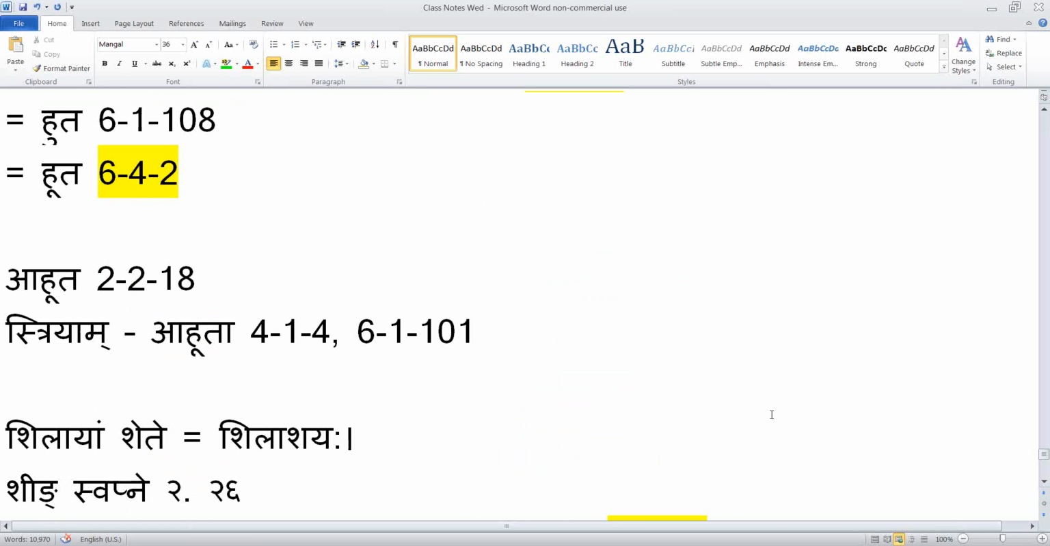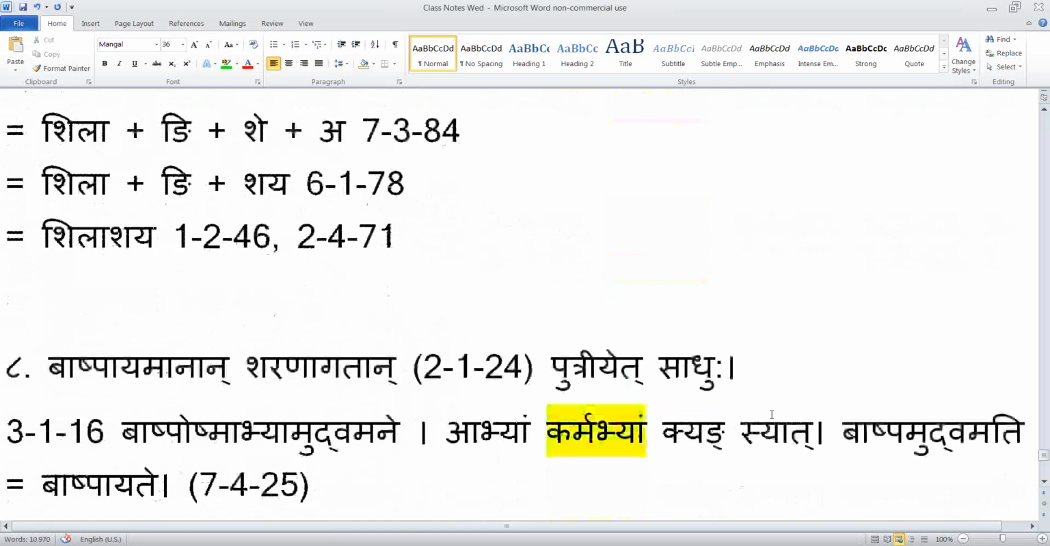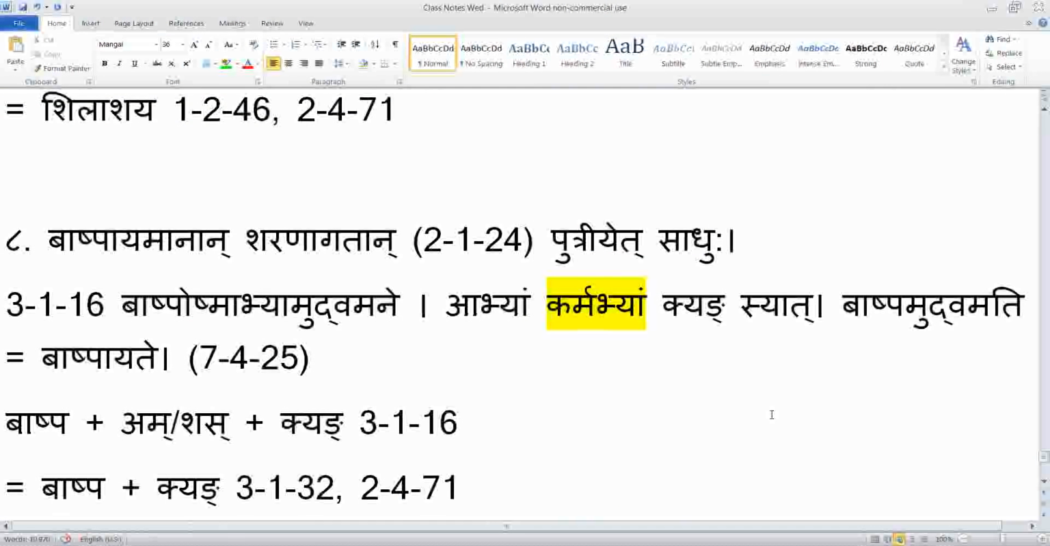Okay, last one. We are out of time now. Let's do last one. Bashpayamanan sharanagatan putriyet sadhuho. Putriyet, so bashpayamanan sharanagatan vitya bhavachanantam. Putriyet is the same name. Atmanaha putra michati.